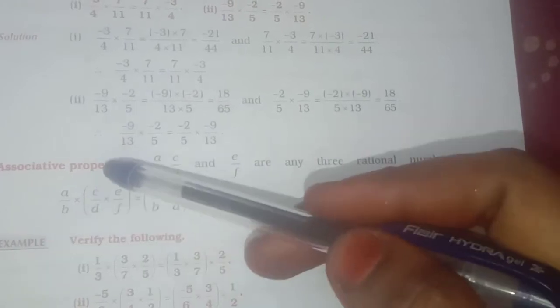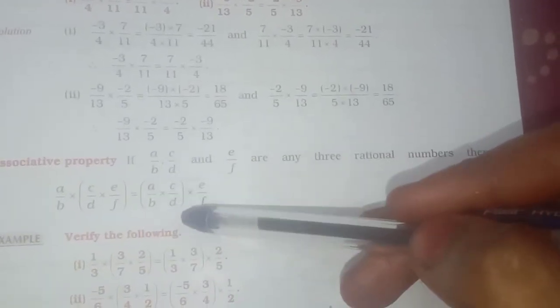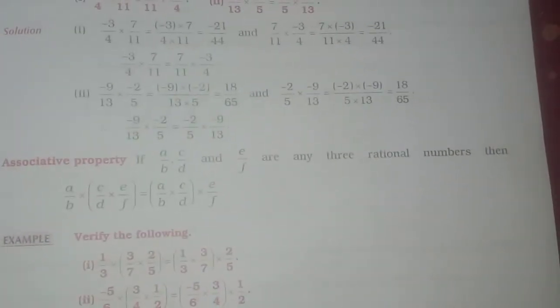Because only the brackets will be changed. A by B multiplied with C by D and E by F, or A by B multiplied with C by D, and that multiplied with E by F. Both have the same answer. So the left hand side and right hand side are the same.